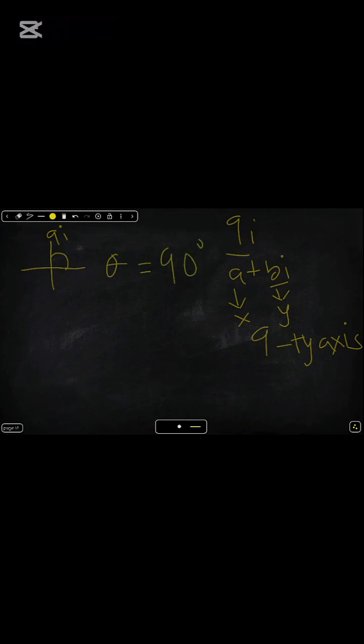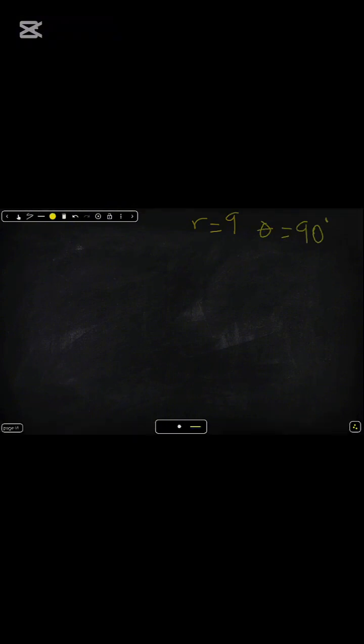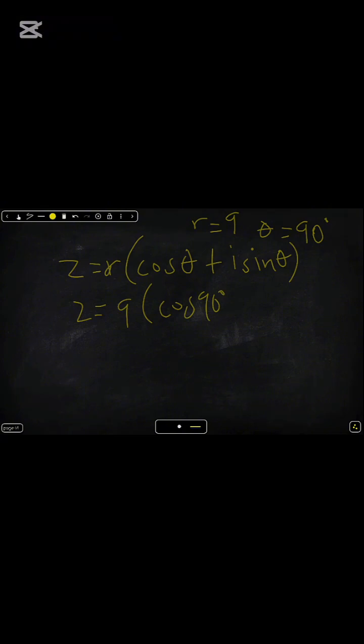Now, from this, we have found our angle theta to be 90 degrees. We found our r to be 9. It means we can simplify. So we had our r equal to 9, and our theta equal to 90 degrees. We know that the polar form was written as z is equal to r into bracket cosine of theta plus i sine of theta. So now z will be equal to 9 into bracket cos 90 degrees plus i sine 90 degrees.